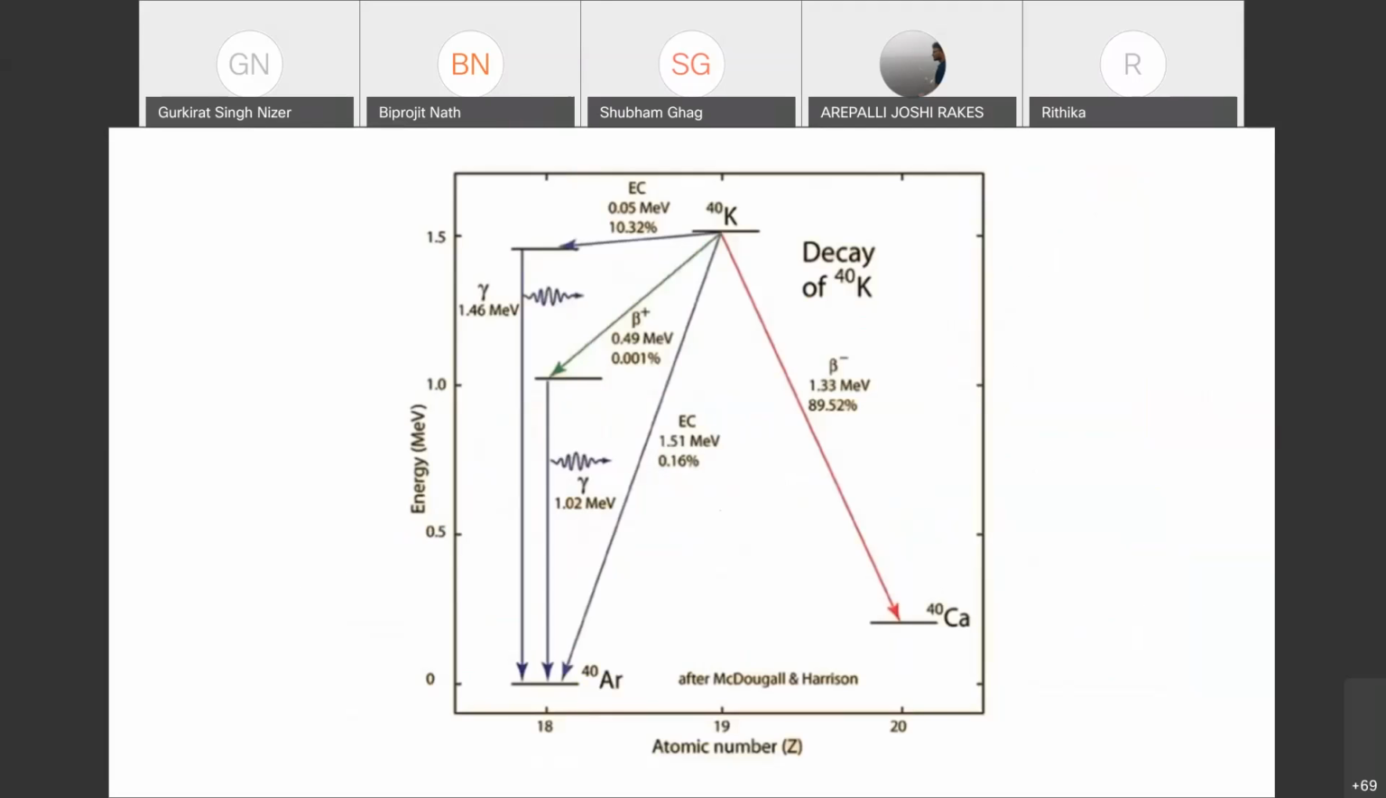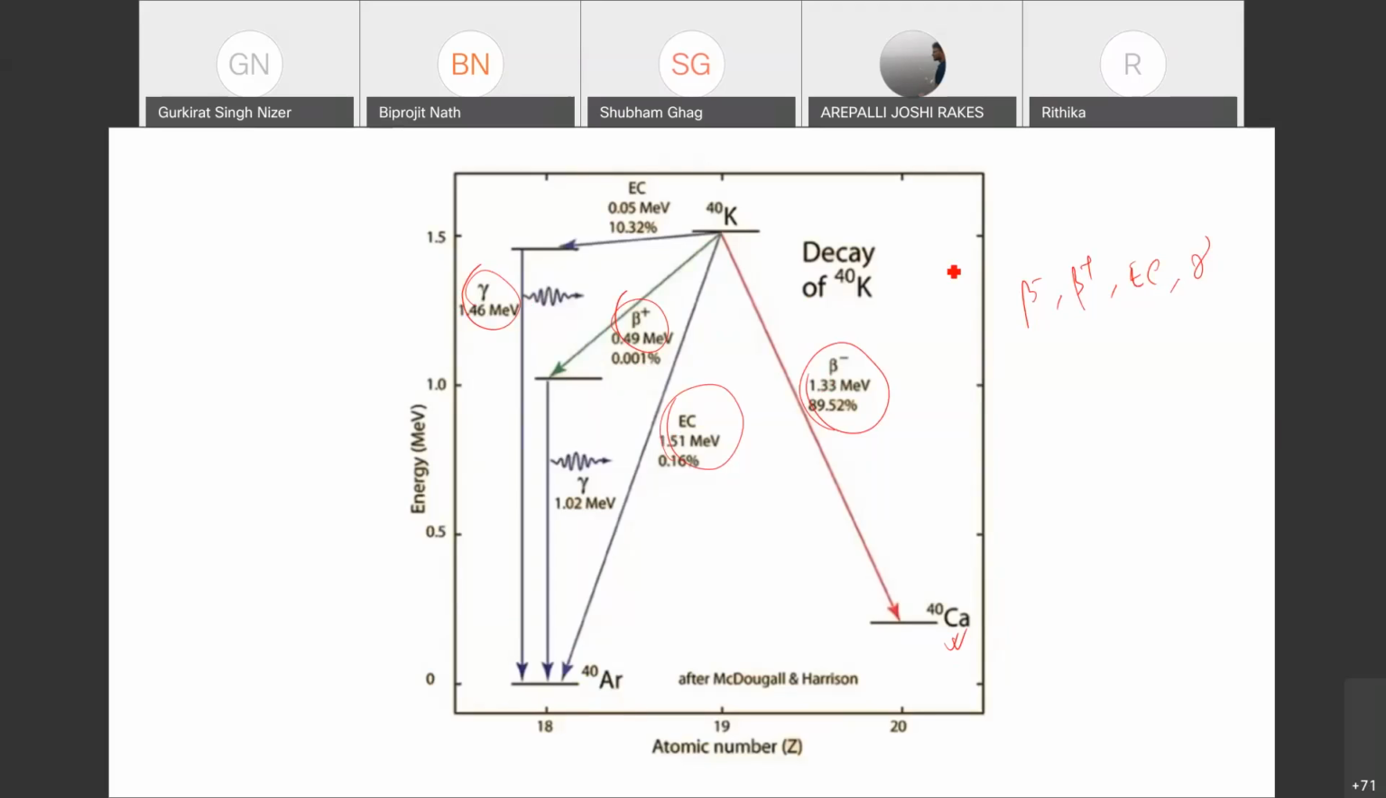And that's potassium-40. It's a special nucleus because it decays through multiple decay processes. For example, it decays to the ground state of calcium-40 through beta minus decay. It can decay to argon-40 through electron capture, positron decay, and gamma ray photons. So it decays through a wide variety of processes: beta minus decay, positron decay, electron capture, and gamma ray.